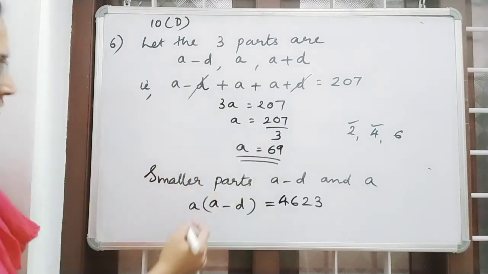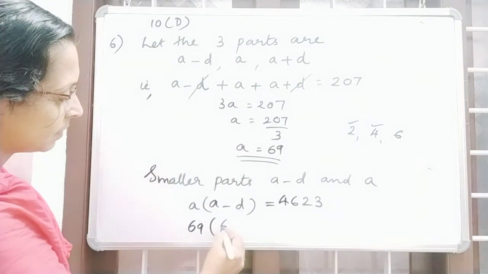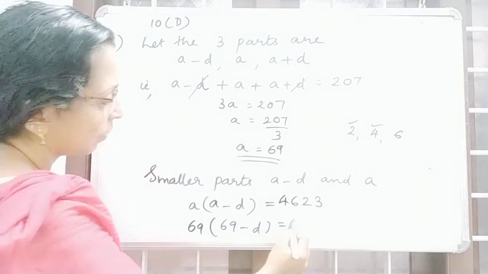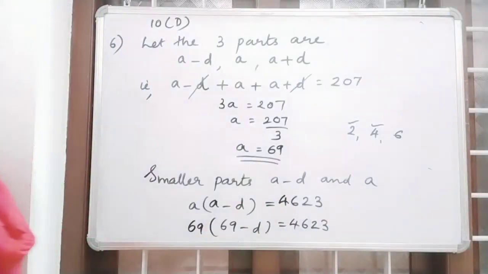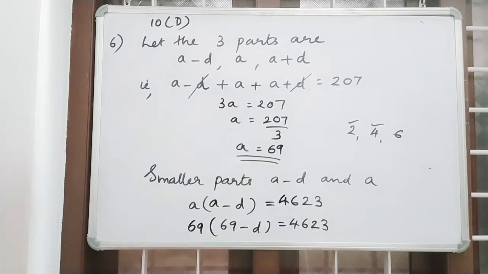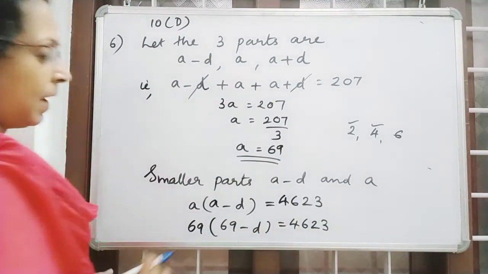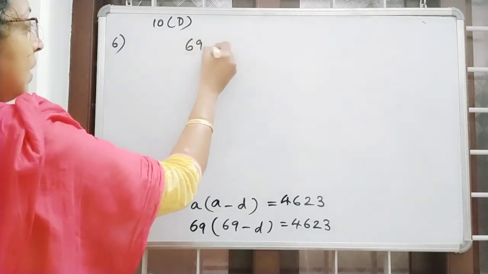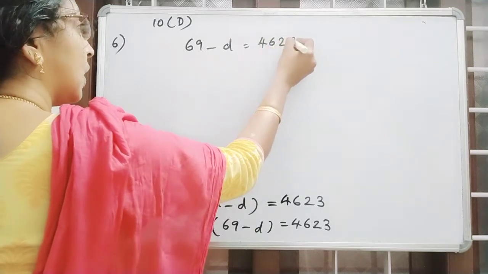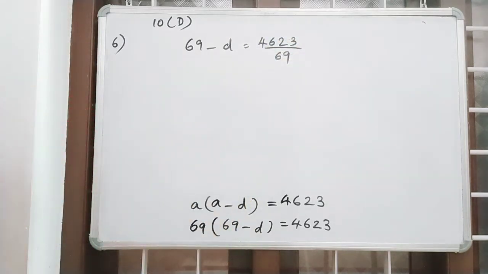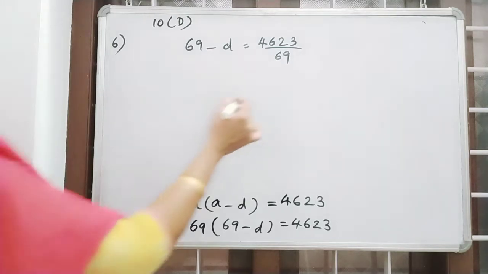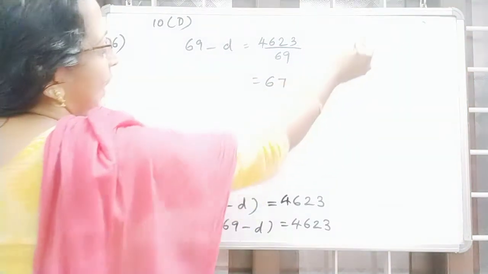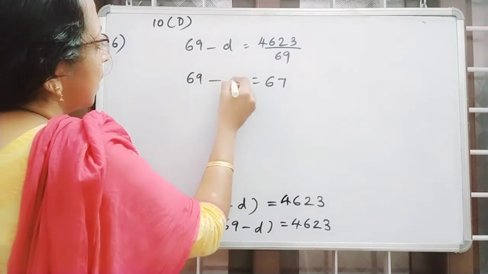Substitute the value of A as 69. So 69 into 69 minus D is equal to 4623. Then 69 minus D will be 4623 divided by 69. So 4623 divided by 69 will be what? Cancel it. So you will get 67. Do the cancellation in the working column. So 69 minus D is equal to 67.